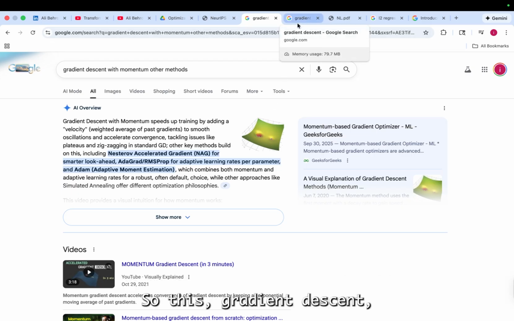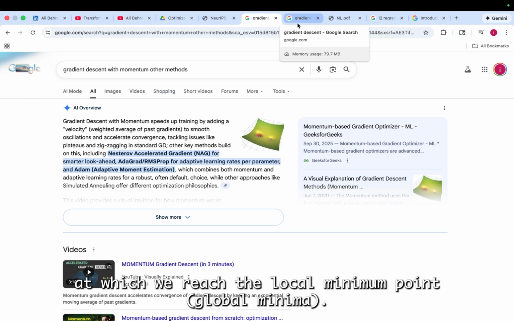So this gradient descent has a certain thing called momentum, which is used by optimizers to improve the rate at which we reach the local minimum point.